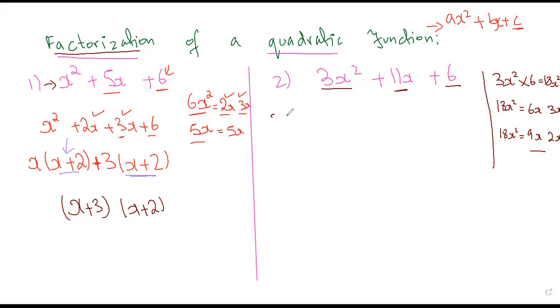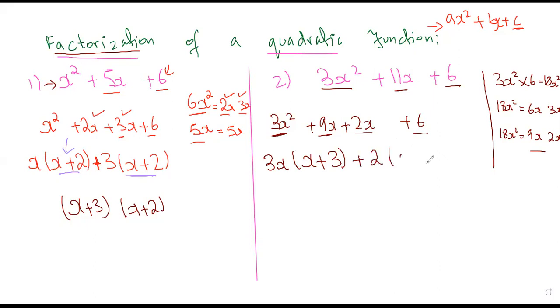So 3x squared would come as it is. 11x can be written as 9x plus 2x, and then we have 6, right? So, okay, now we are in the form. Now we can take things common. I can take 3x common from both these expressions. I will be left with x plus 3, and from here I can only take 2 common. So I have x plus 3.